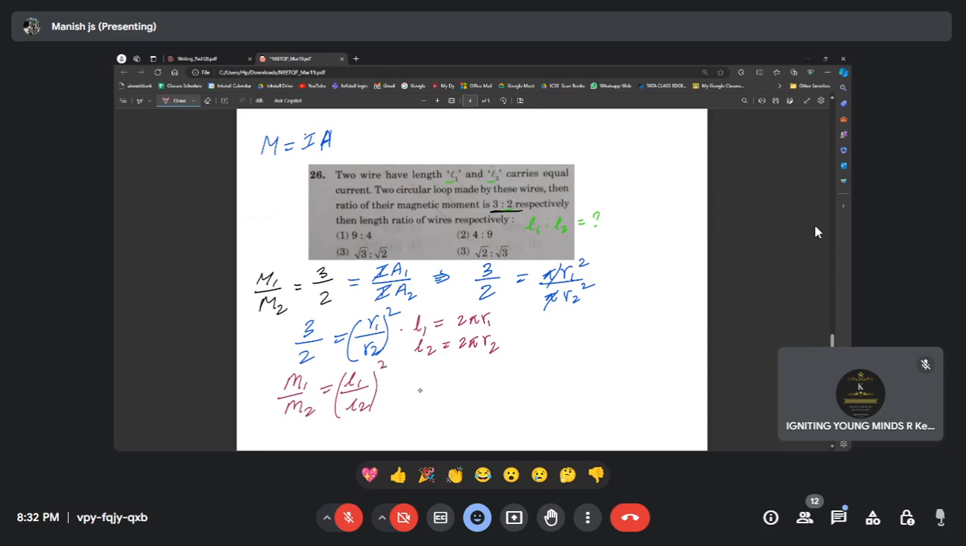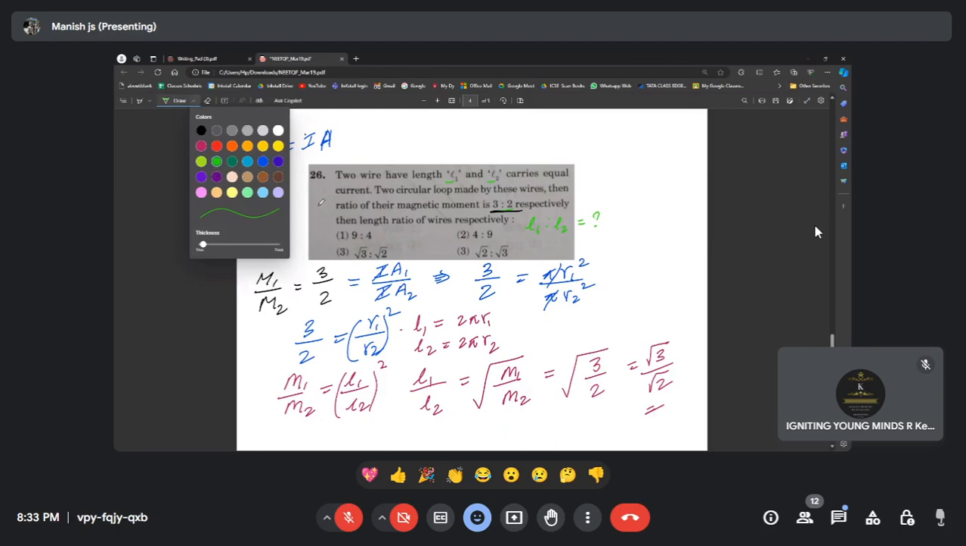We just want L1 and L2, not L1 upon L2 the whole square. So take square root on both sides. You will get L1 upon L2 is equal to under root M1 upon M2. And what is its value? It is under root of 3 upon 2, which is root 3 upon root 2. And that's your answer. So root 3 is to root 2 is the answer. So the answer is option 3. Third option. Is it clear, children? This is how you solve this particular question.